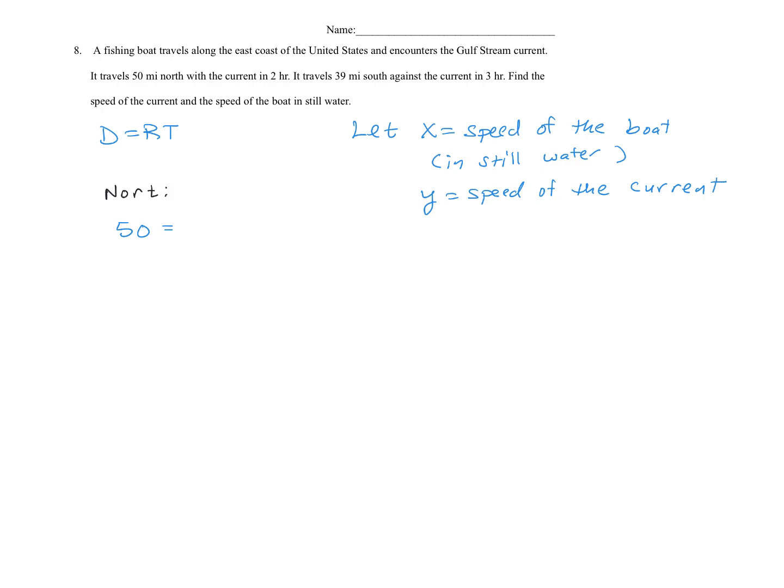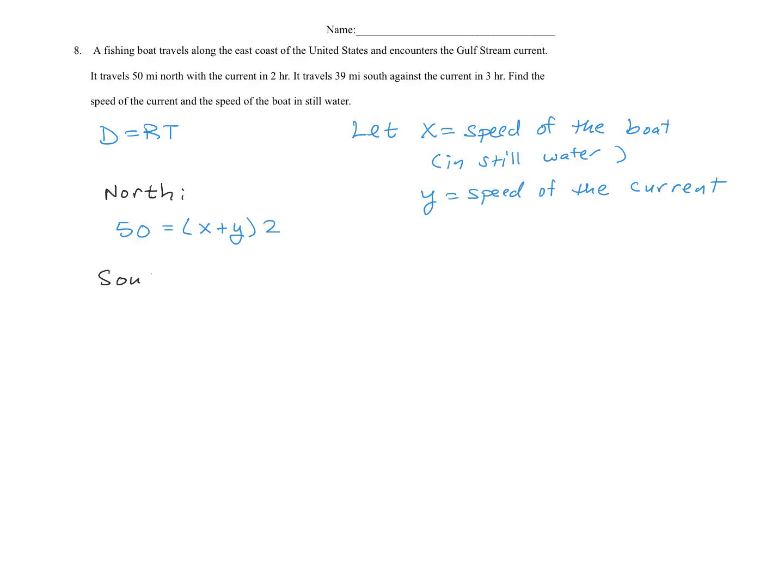Well, when you're going with the current, it's giving you a boost. So the actual speed you have is the speed of the boat plus the current. And then you multiply that by the amount of time you're traveling, which is 2. And so we got the north, and then we've got our south.